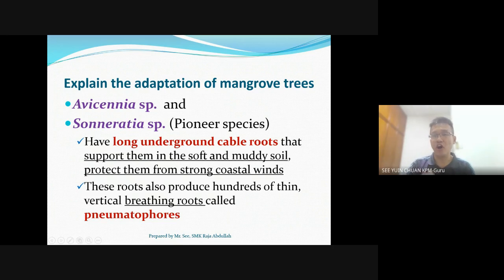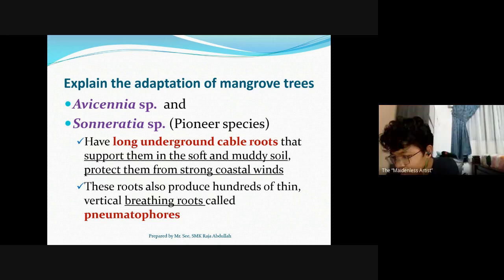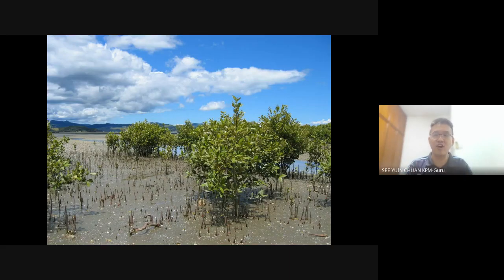They have long underground cable roots to support them in the soft and muddy soil. And another one, they have pneumatophores for breathing purposes. You need to know that their roots are under salty water, that's why they grow out to get the gas. That's why in swampy areas you'll find an unpleasant view, like a lot of things coming out from the soil. Yes, they are the roots to breathe.